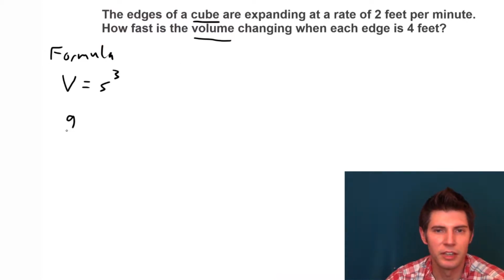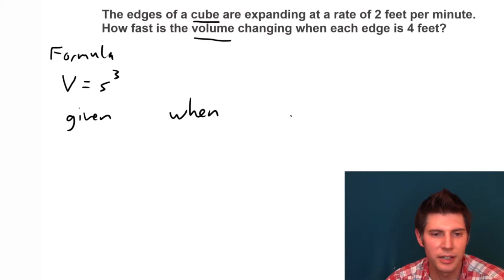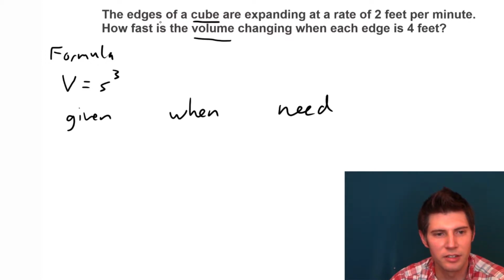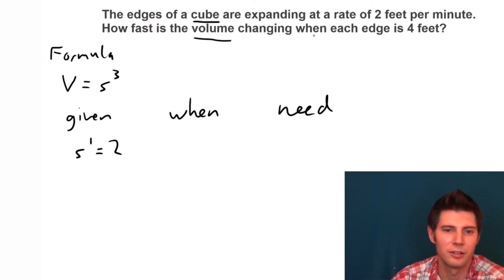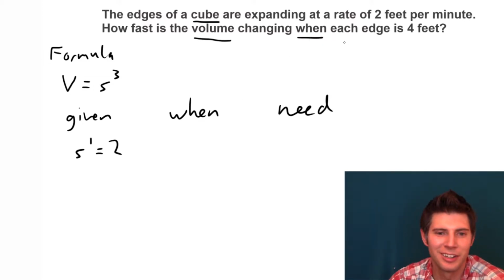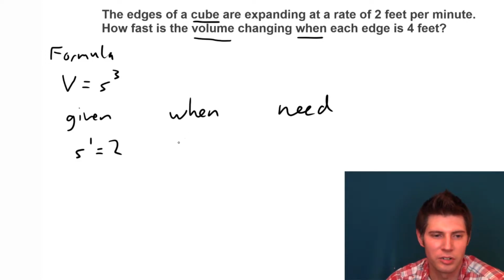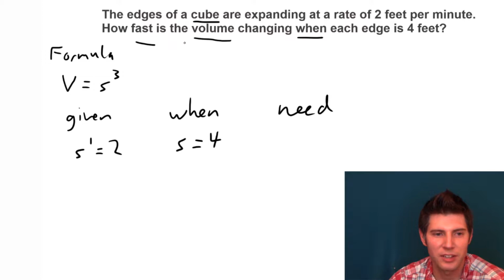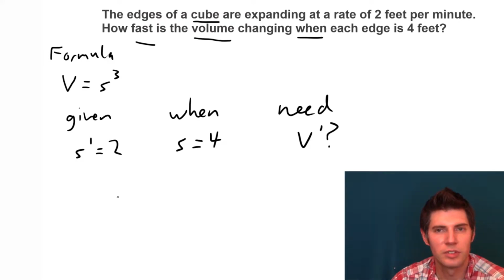So then we have the given, when, and need. So the given is the edges are expanding at a rate of 2 feet per minute, and s was our variable for edges. So it's s prime, and it's expanding, so it's positive 2. So the when. So once again, they gave us the word when. So when each edge is 4, so basically when s equals 4. And what do we need? How fast is the volume changing? That's the question. So V prime is what we need. Let's take the derivative.